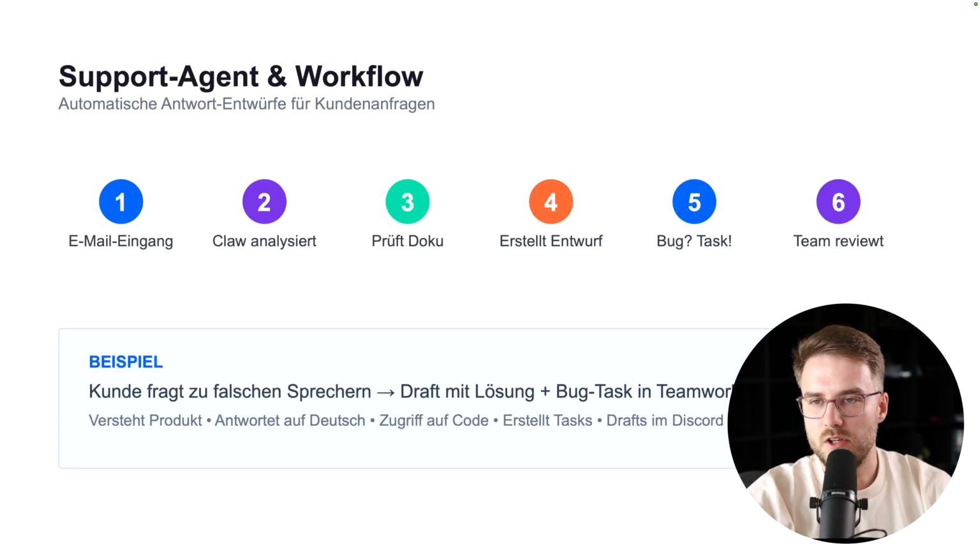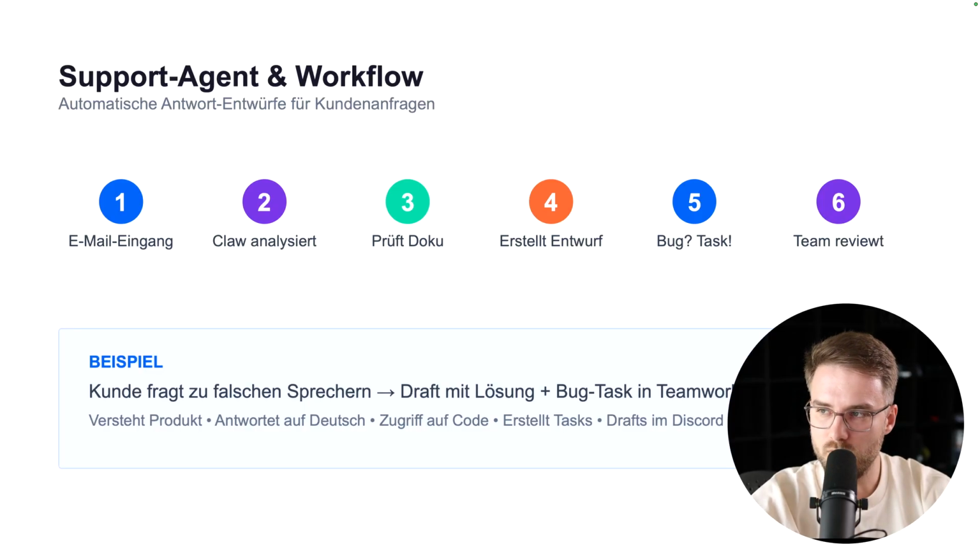Then the next example I want to explain is we have a support agent workflow, an automatic draft response for customer inquiries. So when an email comes in, OpenClaw can analyze it. It can look at our documentation. It can also access our code repository because it has access to the GitHub repo, can look at the code there and can then create the first draft. So it can look at what it suspects the problem might be and can then create a draft.